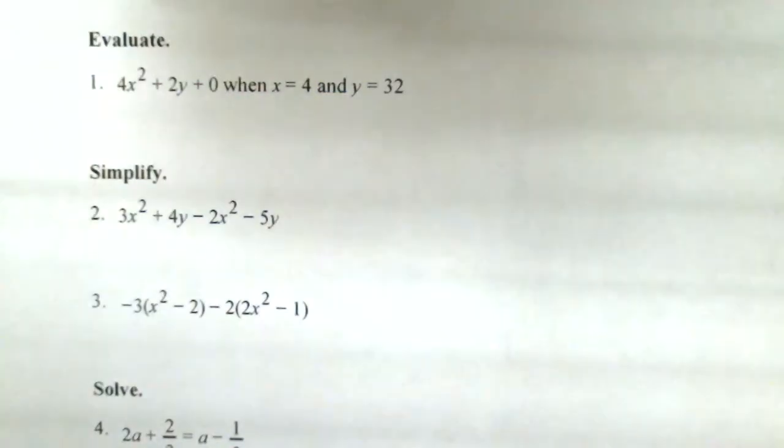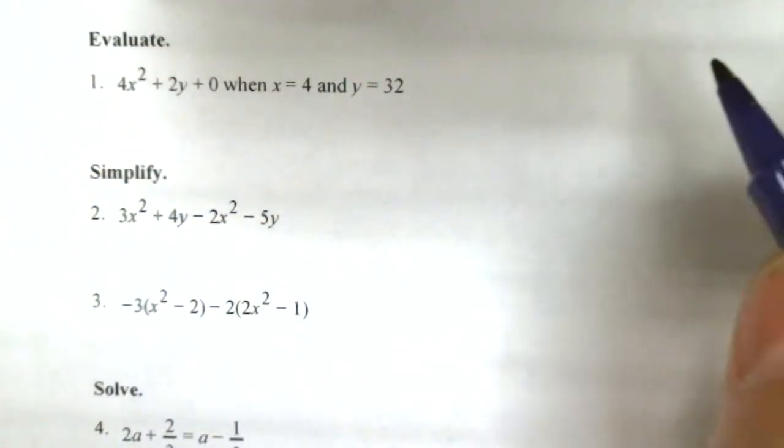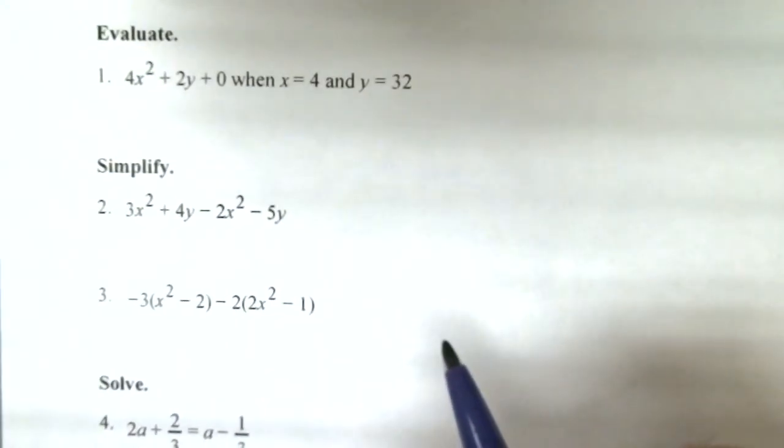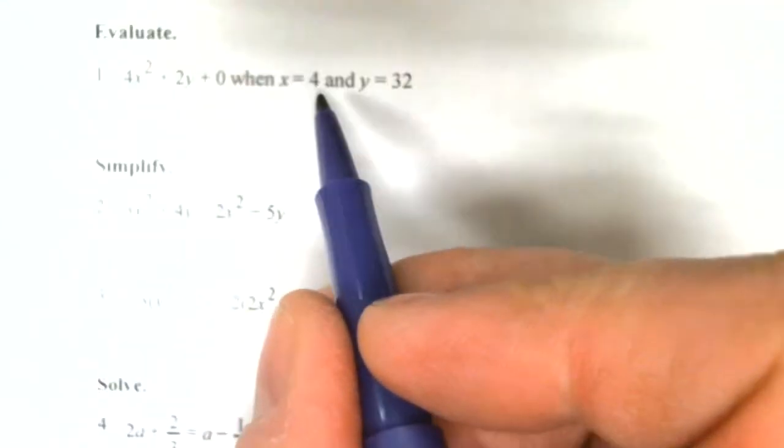Here we are, we're working on the second semester final for intermediate algebra, and we're going to take a few videos here. This is page 1, questions 1 through 14. The first question that we're going to be doing is to substitute in x equals 4 and y equals 32 into the equation and simplify that.